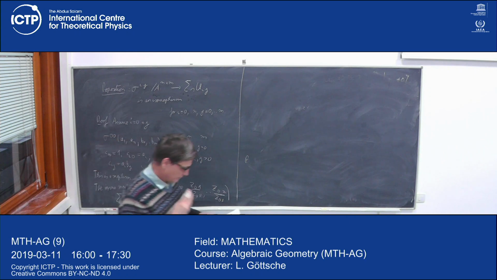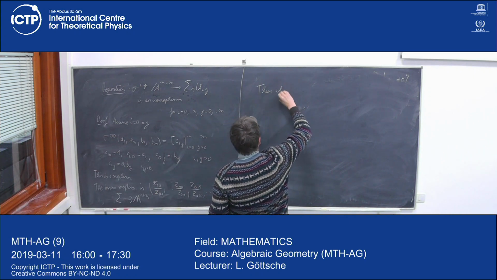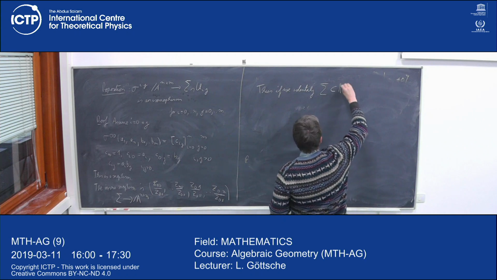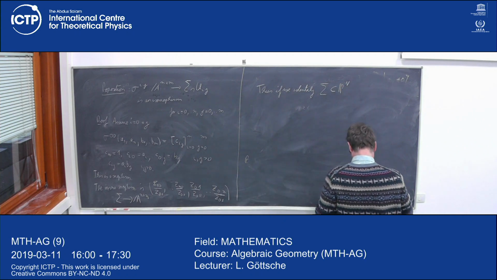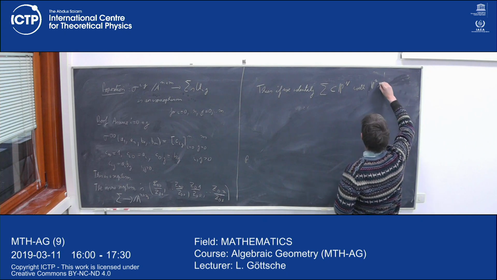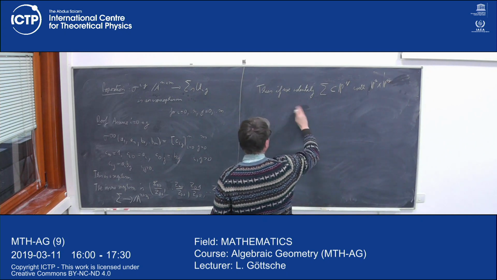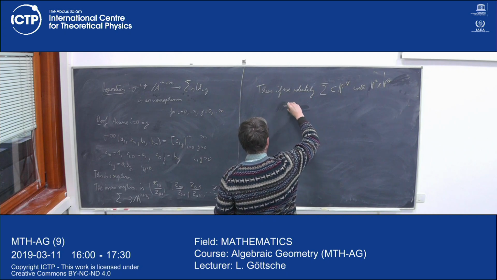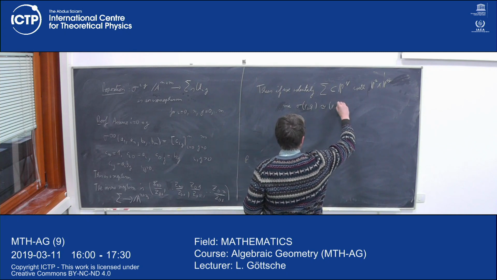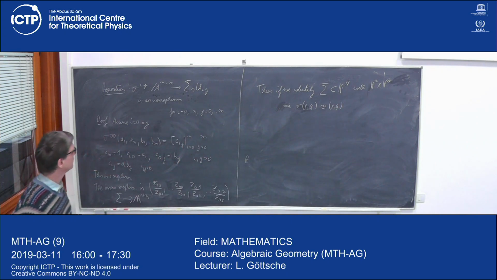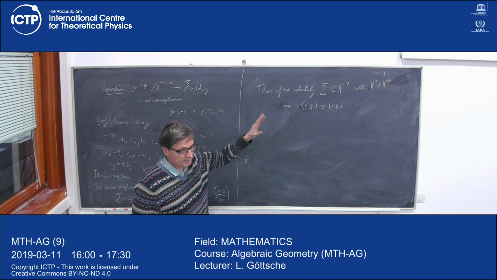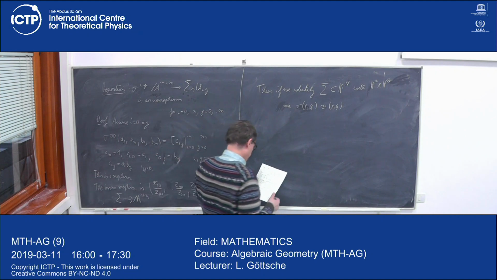We're not using that so much in the future, but somehow it does. If we identify sigma in Pn times Pm via sigma of PQ is identified with PQ, then we see that this open cover by affine spaces of Pn times Pm is just the product of what we had before.